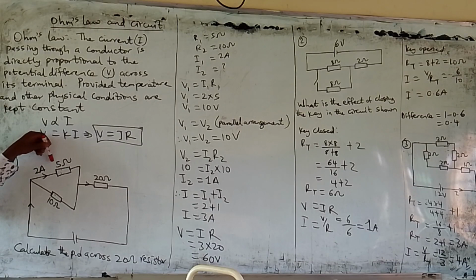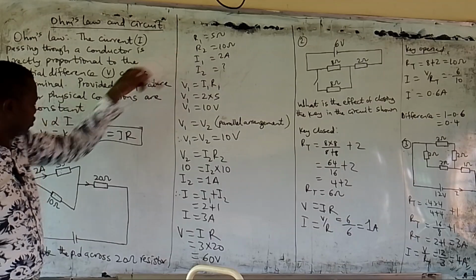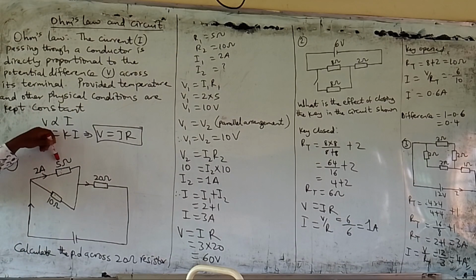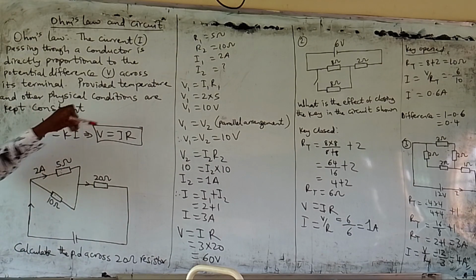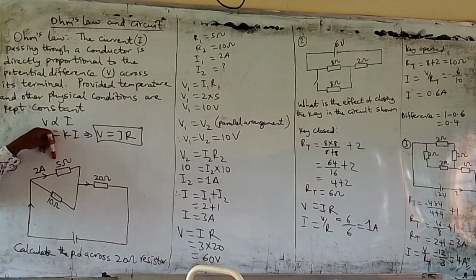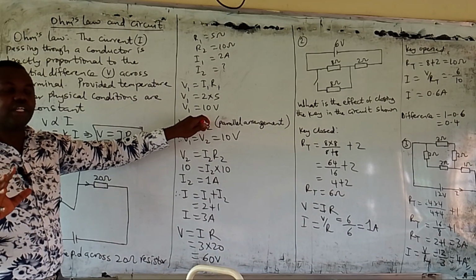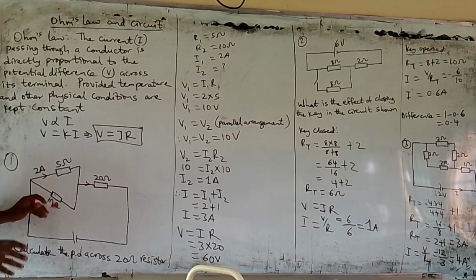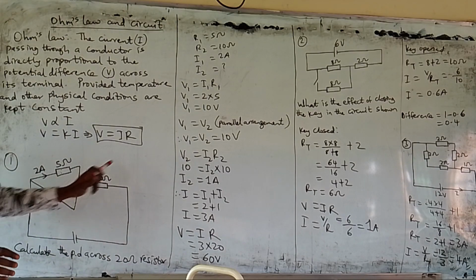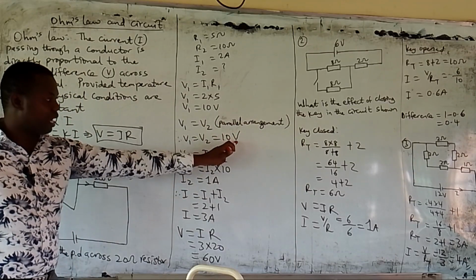Now, I can calculate the PD across this 5 ohm resistor. My R1 is 5 ohms, my R2 is 10 ohms. If I'm to calculate V1, the potential difference across these 5 ohms, V1 equals I R1, which is 2 times 5. So the PD across this 5 ohm resistor is 10 volts. Knowing fully that the PD will be the same across the parallel arrangement, the PD across this 10 ohm resistor is also 10 volts. So V1 equals V2 for parallel arrangement, and they are both 10 volts.